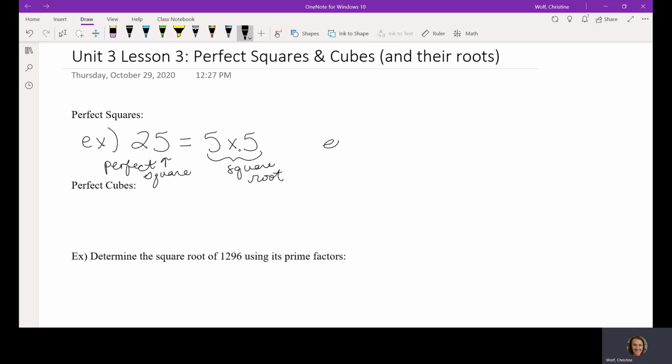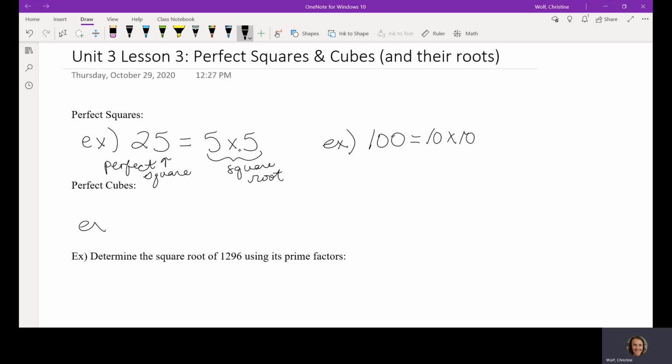Another example, if we were in class, I would ask someone to give me another example, and I would say maybe 100. There's lots of ways to multiply for 100: 25 times 4, 2 times 50. But the reason that 100 is a perfect square is because you can write it as something times itself, 10 times 10. So in this case, 100 is the perfect square and the 10 is the square root.